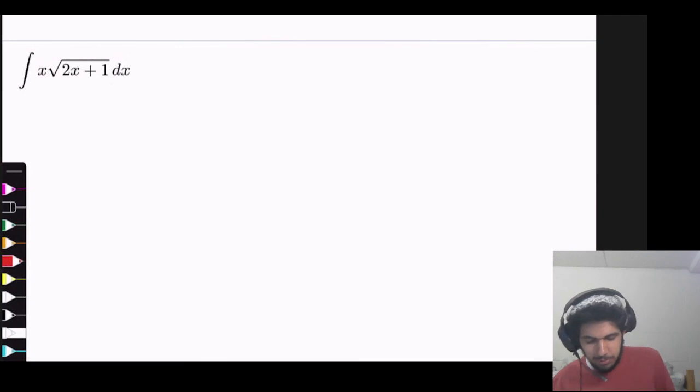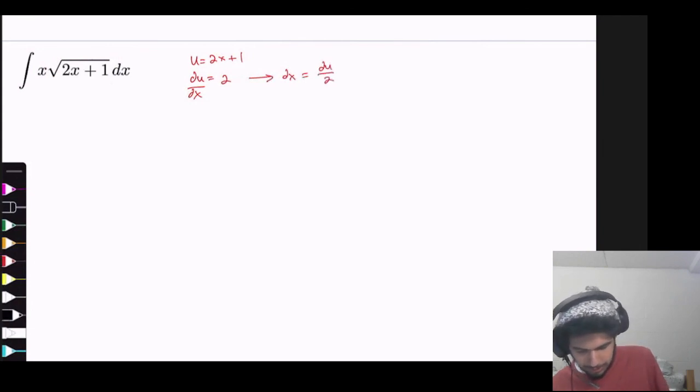Let's choose 2x plus 1. u equals 2x plus 1, du/dx equals 2, so dx is equal to du over 2. Returning back to the integral, we get the integral of x times the square root of u times du over 2. That's going to be equal to half times the integral of x times the square root of u du.